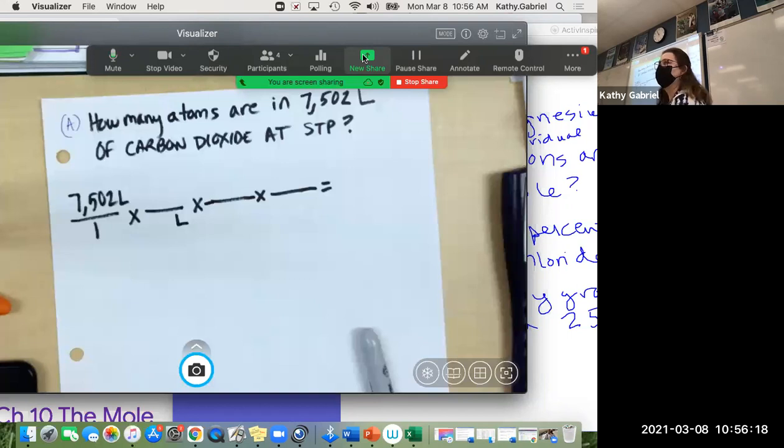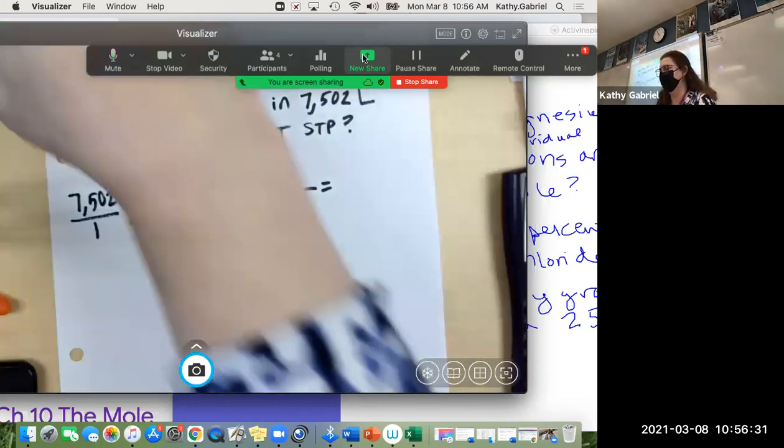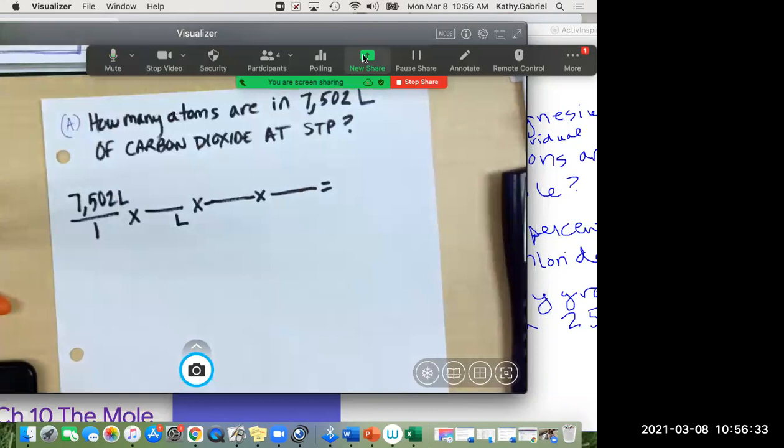As always, we need a correct formula to get everything going right. So Colin, what's the formula of carbon dioxide? CO2.